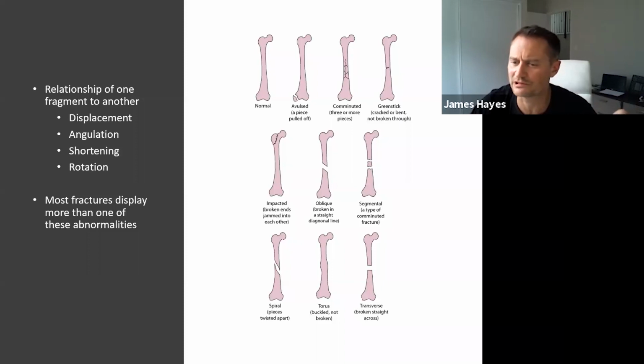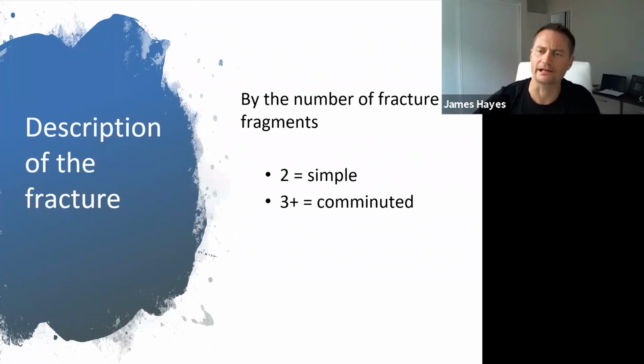We've talked about torus, and the transverse is sometimes called a bumper fracture, from being hit by a car. If this was in the tibia, it's just a straight line across the tibia from usually a direct blow. Okay, so by the numbers, 2 is a simple fracture, 3 or more is comminuted. All right. So very simple way of doing that.